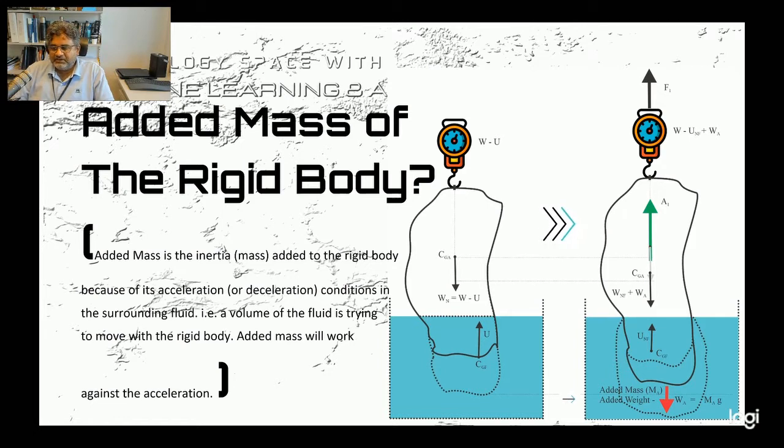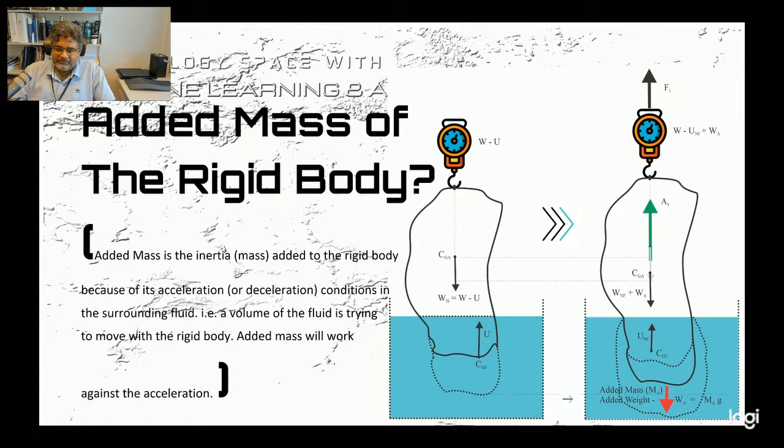So the second effect would be this added mass. When the rigid body is trying to move out of the fluid, what could happen? The fluid volume around that rigid body tries to move along with the body itself. So that attachment of the fluid volume to this rigid body would act as the added mass in this situation.